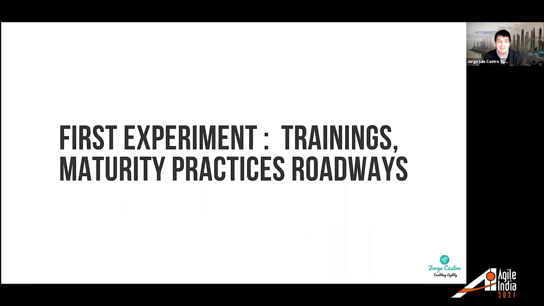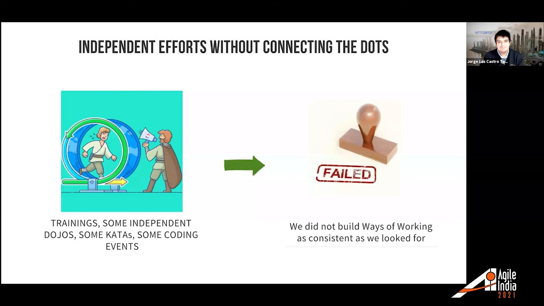In our case, the first experiment was trainings, maturity practices, roadmaps. The classic thing: if you want people to learn about continuous testing or continuous integration or Kanban or Scrum, train them, and give them a roadmap to mature the practices. I think that is the traditional approach that we use nowadays. In our case, we noticed that our approach was independent efforts without connecting the dots. That was real in our first approach. We did a lot of trainings, some independent dojos, some katas, some coding events, a lot of hackathons and so forth, but we failed.